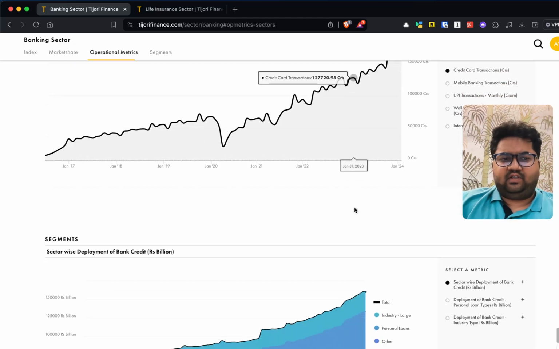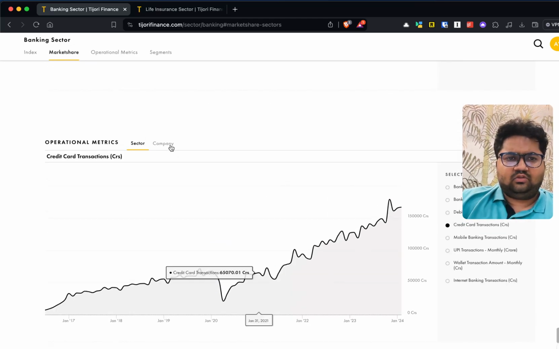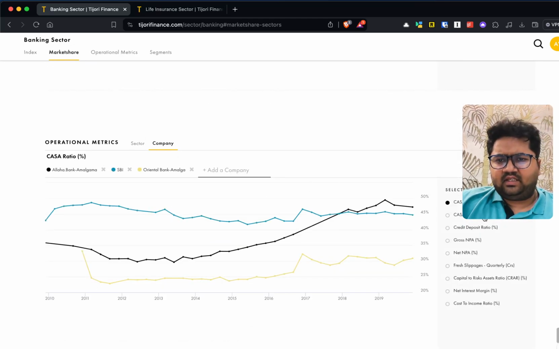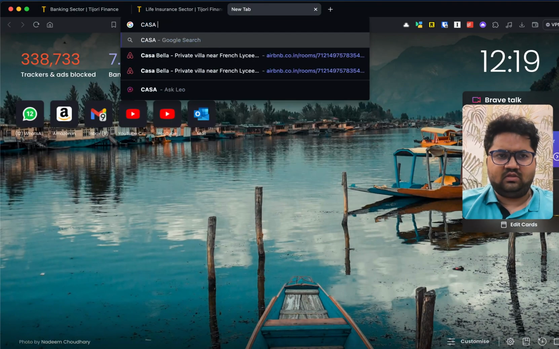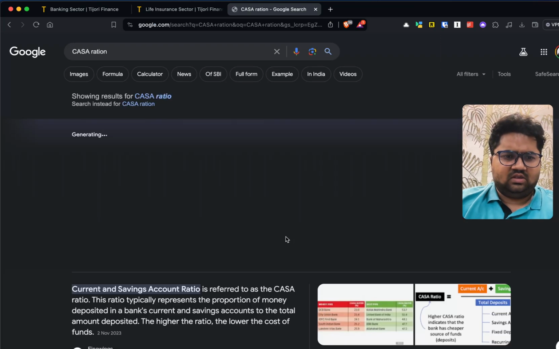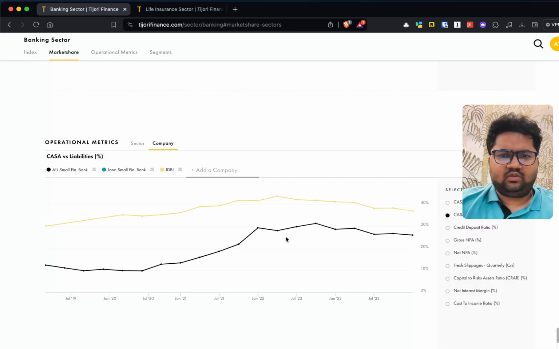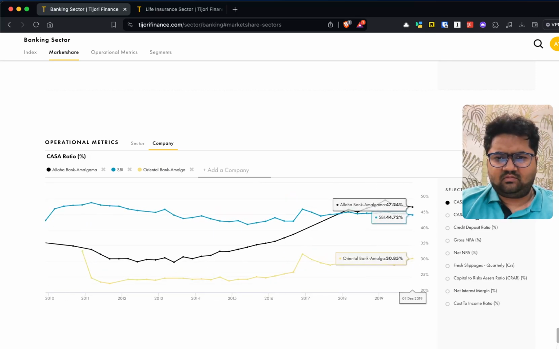There's also company-wise analysis you could do, like CASA versus liability. I am not 100% sure what the CASA ratio is. Let's just see. Okay, current and saving account ratio. All right, so I think that's almost on a decline for some of them.